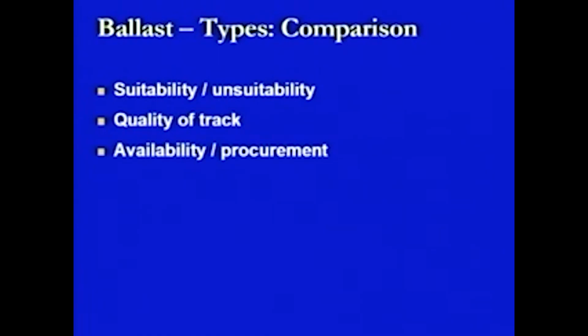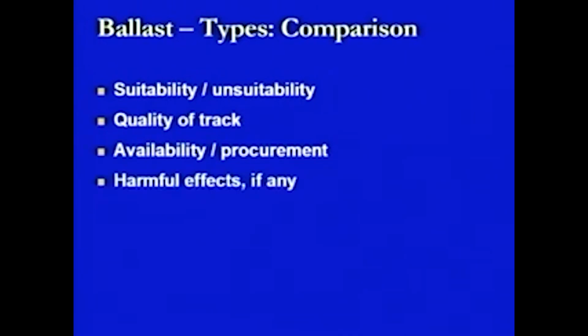Availability and procurement is another aspect. Most of the time it is tried to procure the material from locally available sources. Otherwise, it is going to add to the transportation cost and the overall cost of construction will increase. So, it is always better that the material is available at the place where the construction is going on or within that region.